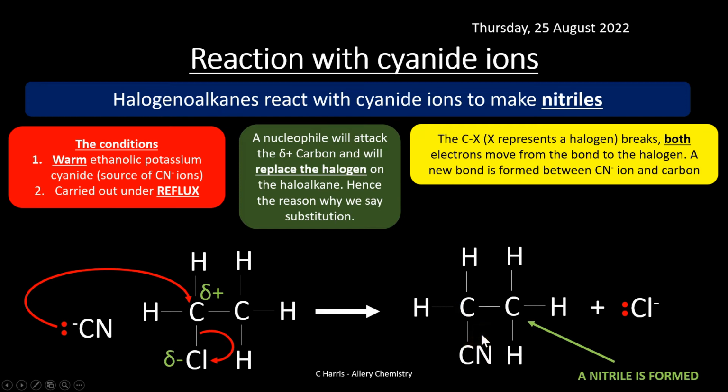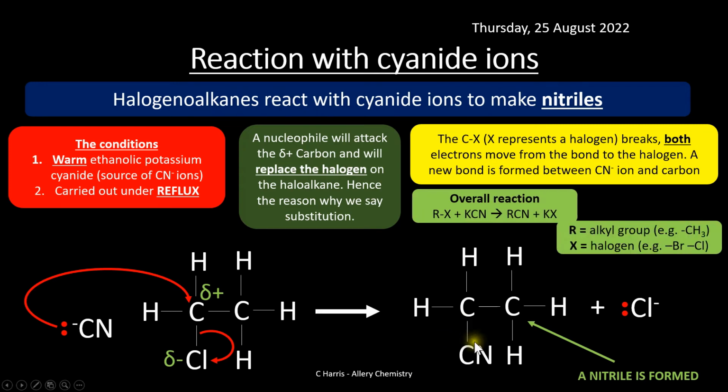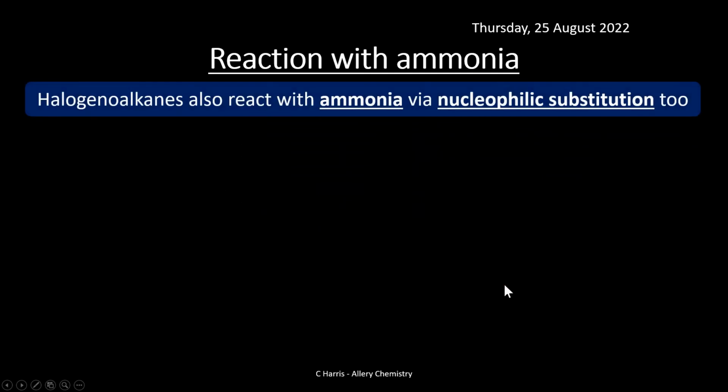Now you've got to be really careful with this: you've effectively extended the length of the carbon chain. Whereas here you had eth, now you have prop. So you have 1, 2, 3 carbons here. The suffix is nitrile, but you've got propane nitrile there, so be really careful with that. It looks as though it's 2 carbons, but you've now added a third one, so it's prop.